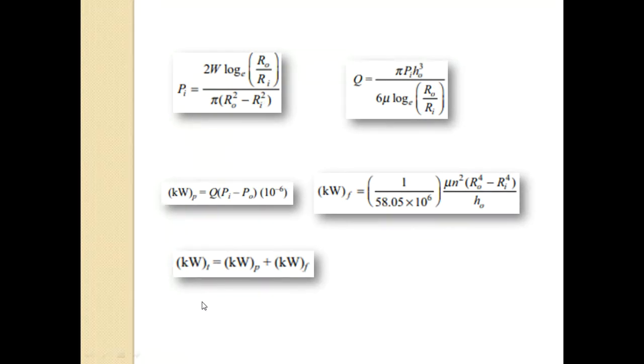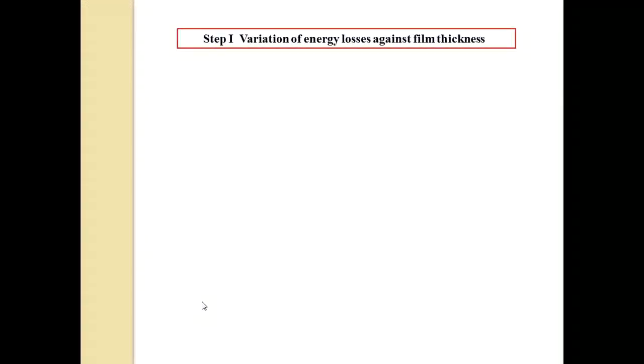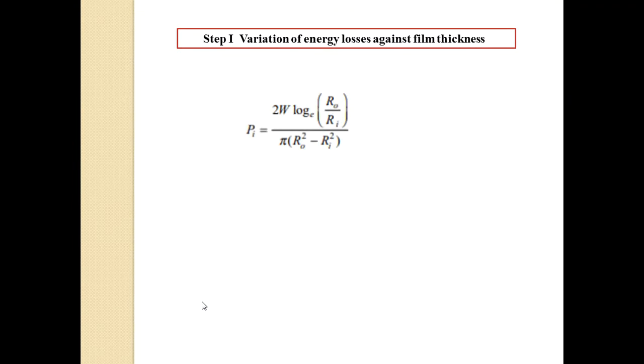So we know the given data. First step is the variation of energy losses against film thickness. So directly we have to find out the film thickness. Only one finding is there. While solving this problem, first thing is that we have to find out the unit bearing pressure.